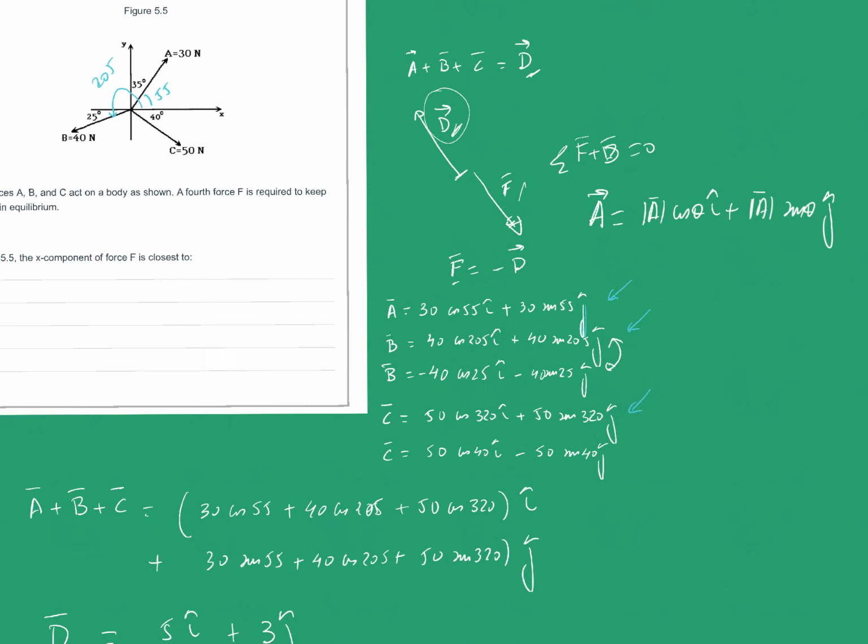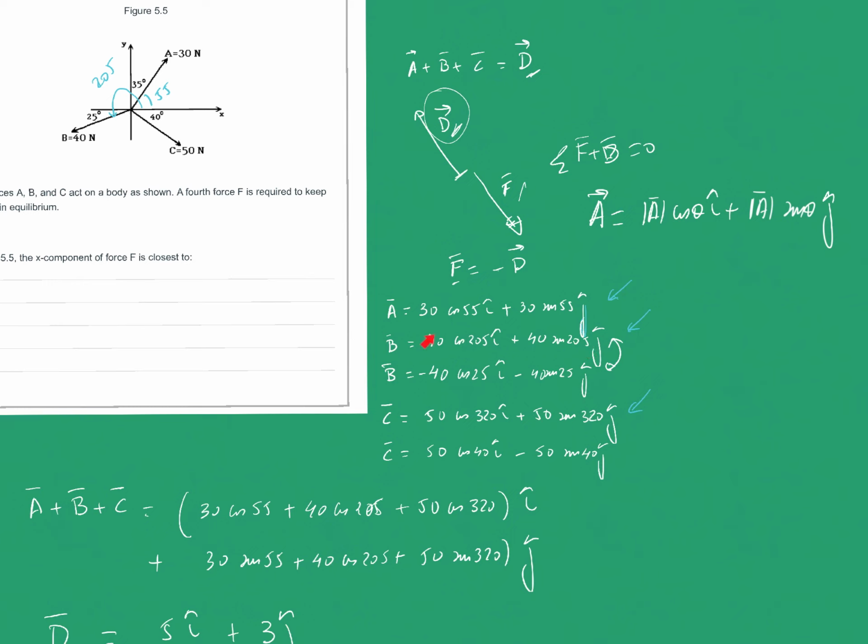So you take 55. So A will be 30 cosine of 55 in the i direction plus 30 sine of 55 in the j direction. What will be V? V, if I write it in this standard form, will be the magnitude, 40, cosine of 205. The angle will be 205, it will be 180 plus 25. V will be 40 cosine of 205 in the i direction plus 40 sine of 205 in the j direction.